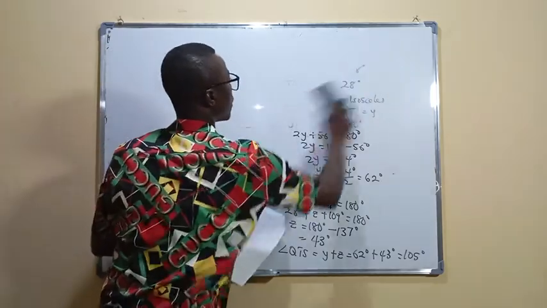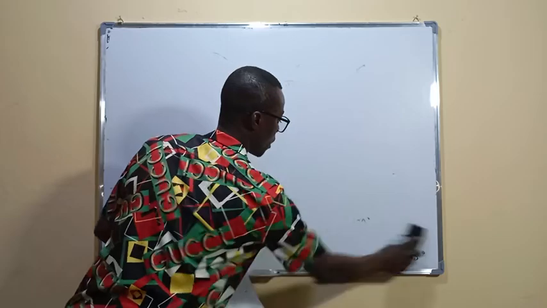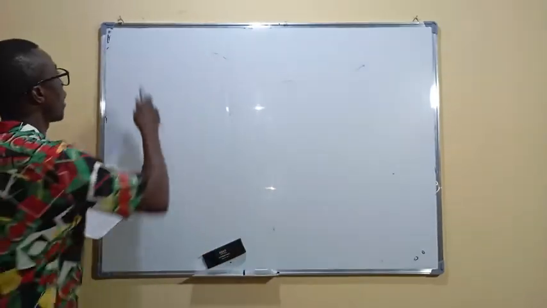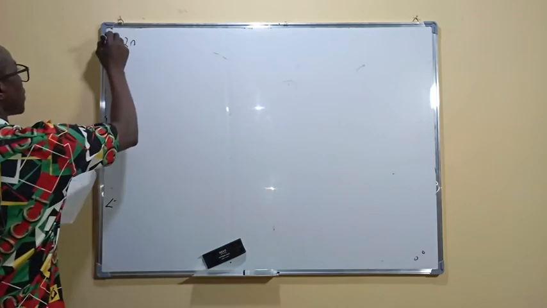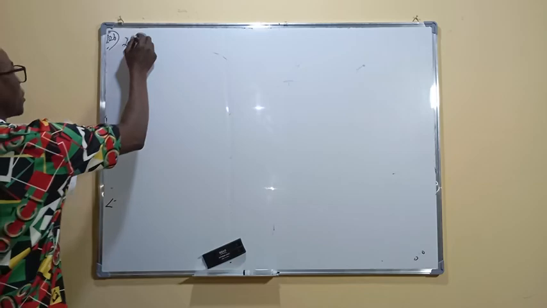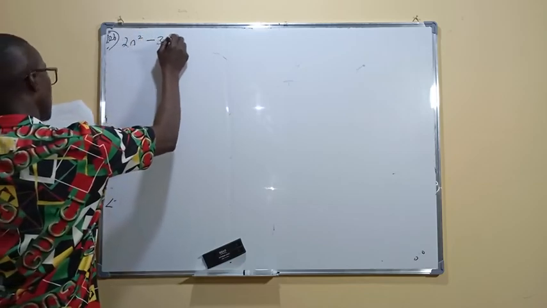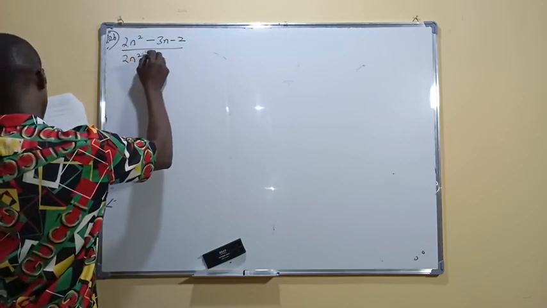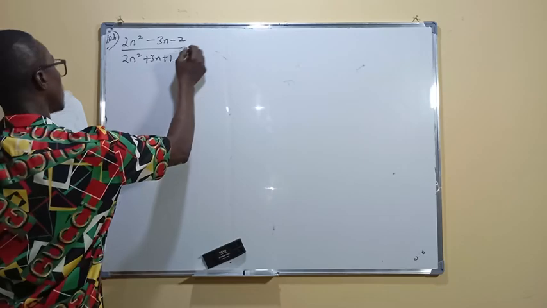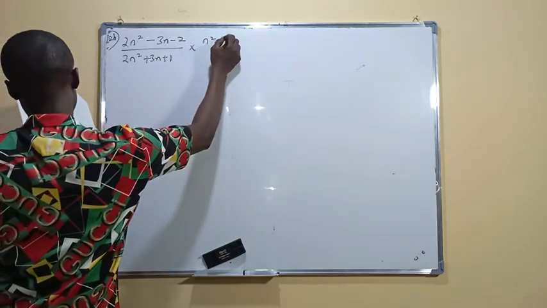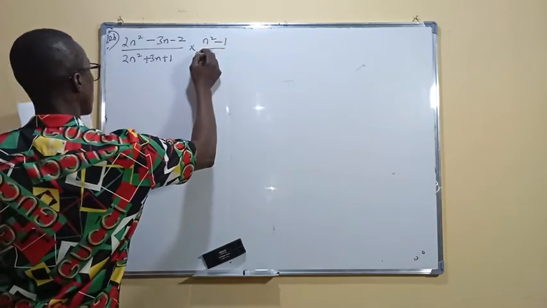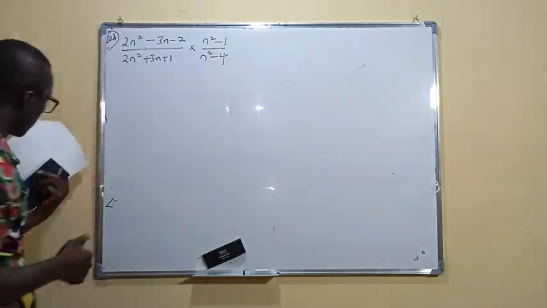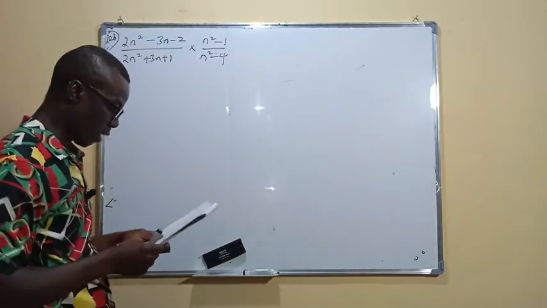Question 12b, which we have. Now, question 12b, we're told to simplify. We have 2n squared minus 3n minus 2 all over 2n squared plus 3n plus 1, times n squared minus 1 over n squared minus 4. Oh, that's not finally. We still have question 13 over here.